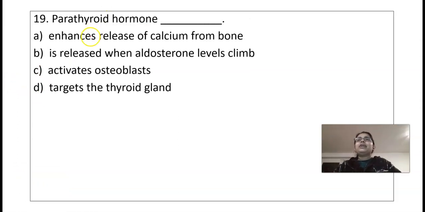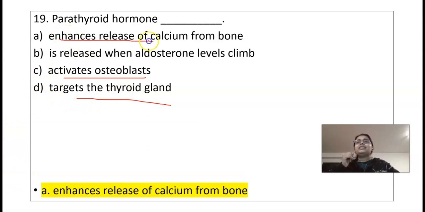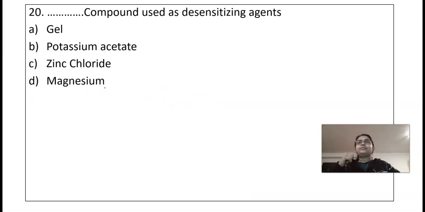Next, parathyroid hormone: enhances the release of calcium from bone, is released when calcium levels climb, activates osteoblast, or targets the thyroid gland. Most of the time we will think parathyroid hormone is related to the thyroid, so it will target the thyroid gland, but no, the correct answer is the first. It will enhance the release of calcium from our bone. So when this hormone is released, it will enhance the calcium.